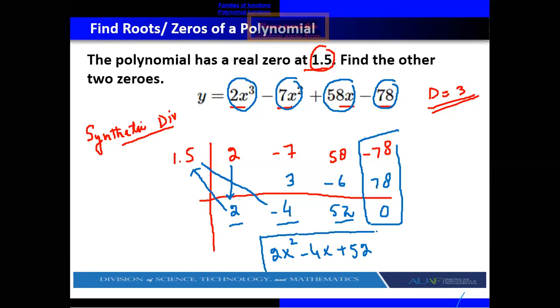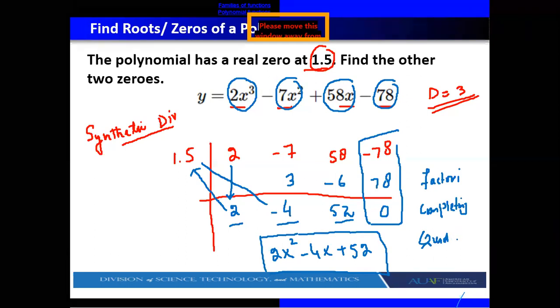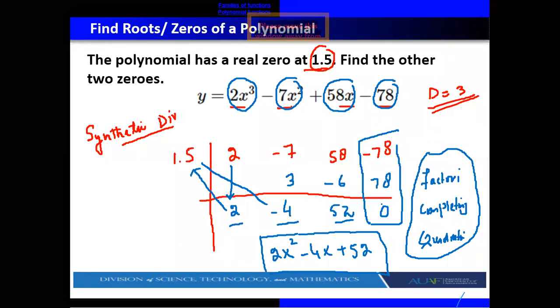How many methods can you use to solve a quadratic function? You can solve it with factorization, then we have completing the square, and then we have the quadratic formula. If you solve by any method, you will find the two more zeros, the roots of this function. If it's real, it will be a real number; if it's imaginary, you can find the imaginary numbers as well. This is called the synthetic division method.